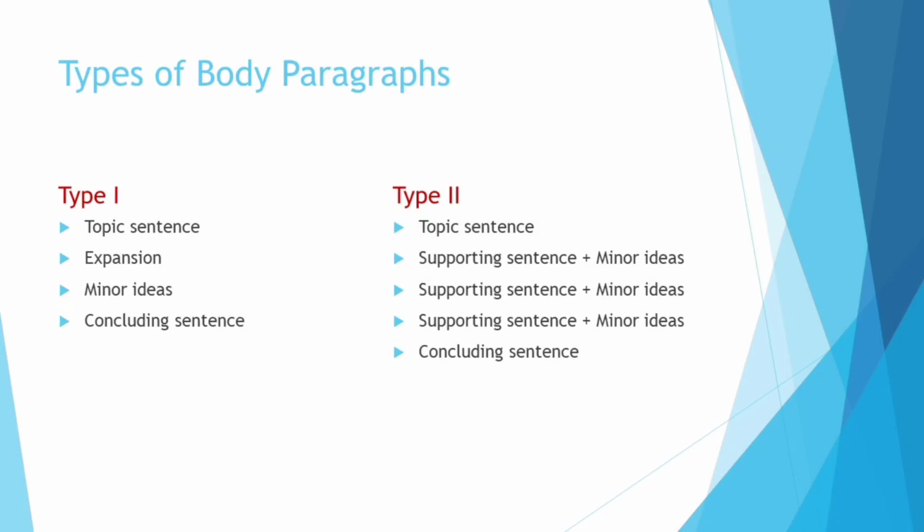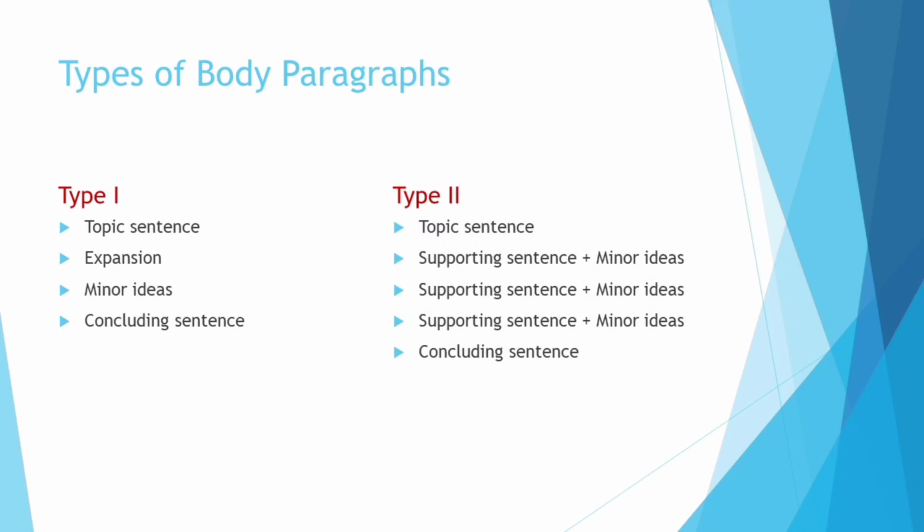Type 1, which is a simpler structure, starts with a topic sentence at the beginning, and then you have an expansion, then you have your minor ideas, and you finish with a concluding sentence. This structure is very simple. It is like a cake. You have different layers. You write your topic sentence, then you have your expansion, then you have your minor ideas, and finally you have your concluding sentence.